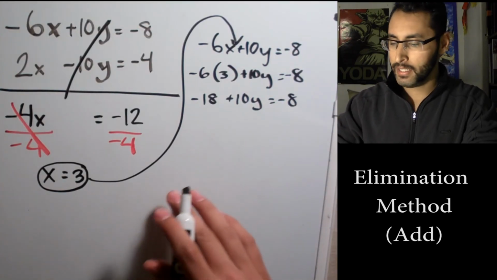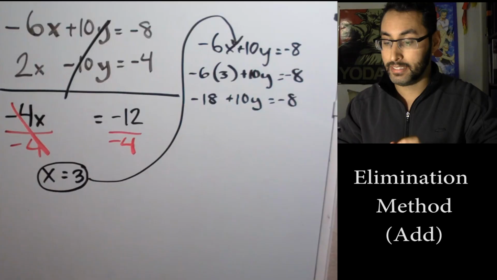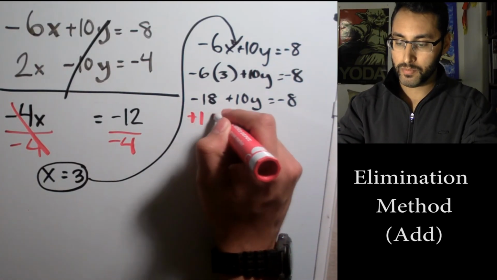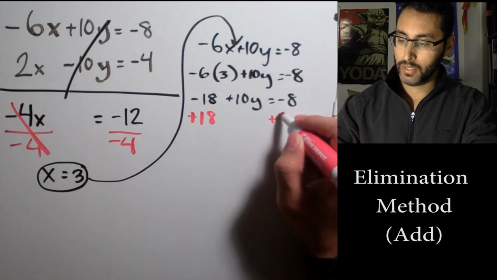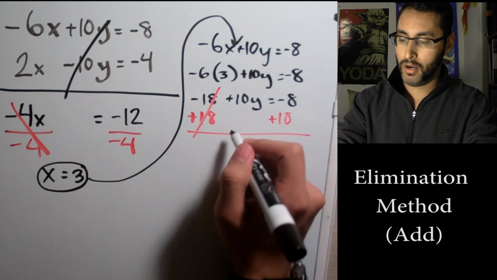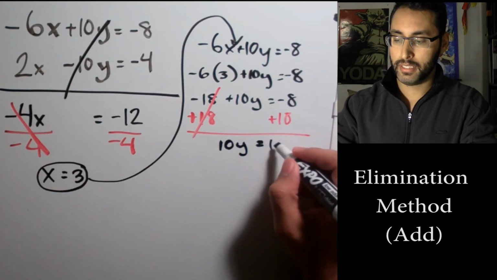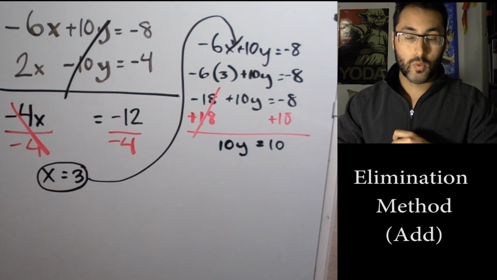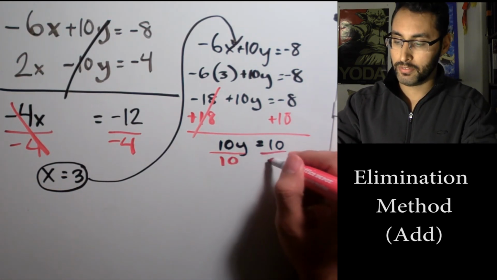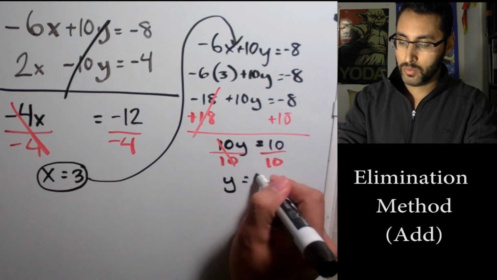Nothing happened with that. If I need to isolate 10y, let's get rid of this negative 18 by adding 18 over here and to the right-hand side as well. So that goes away. We're going to have a positive 10y equal to, it looks like this combines to be a positive 10. Just like what we did over here, we divide by the coefficient, the number in front of the variable, and we get y equals 1.